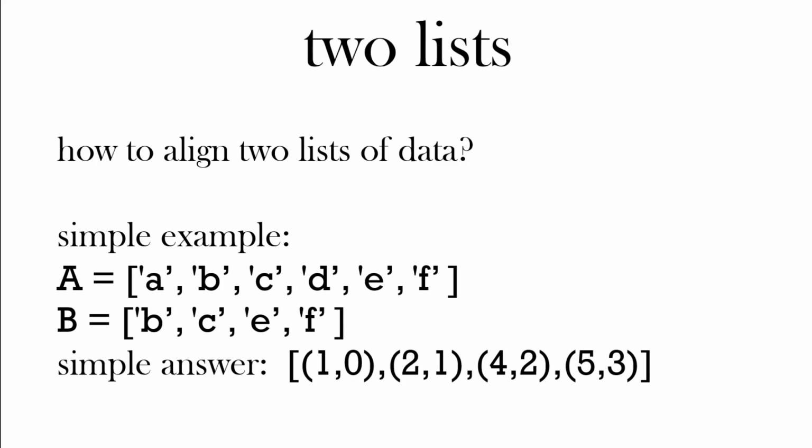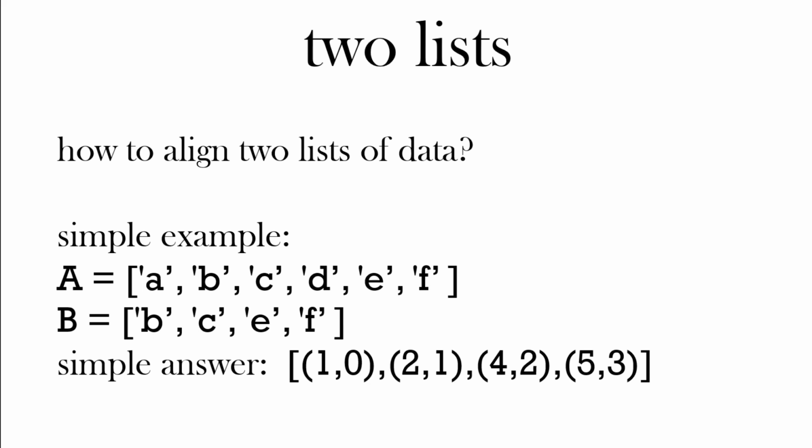Well, here we have two lists, A and B, and we need to find the items that are in both lists A and B. We need to find which items are in both and where they are. So we can start off with the letters that are in both lists: B, C, E and F, and their location in the first list is at 1, 2, 4 and 5. Remember, we start at 0. So we have 0, 1, 2, 3, 4, 5.